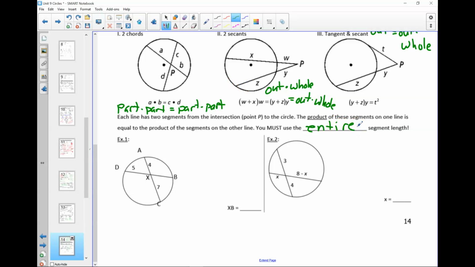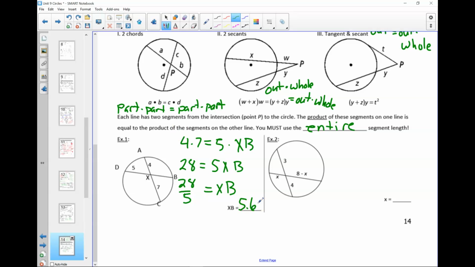So, let's look at example 1. Using part times part, we'll have 4 times 7 equals 5 times our unknown, or XB. Okay, so we have 28 equals 5 times XB. So the length of XB is 28 over 5, or in this case, 5.6.